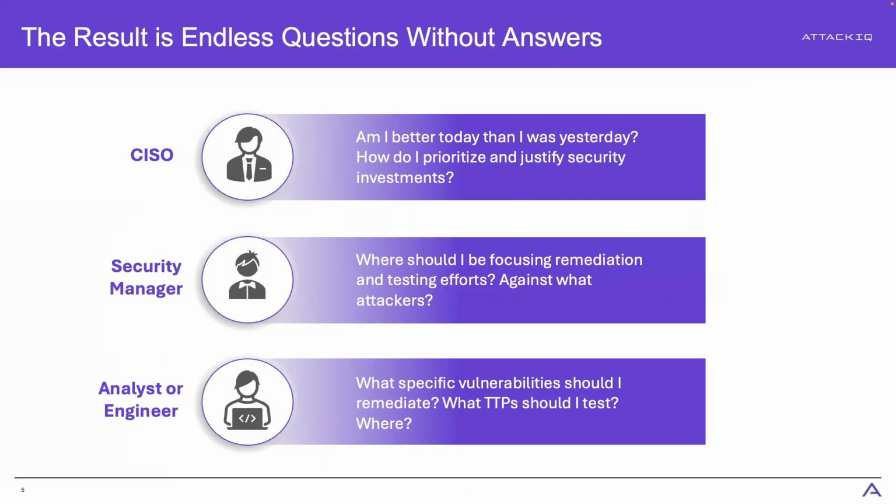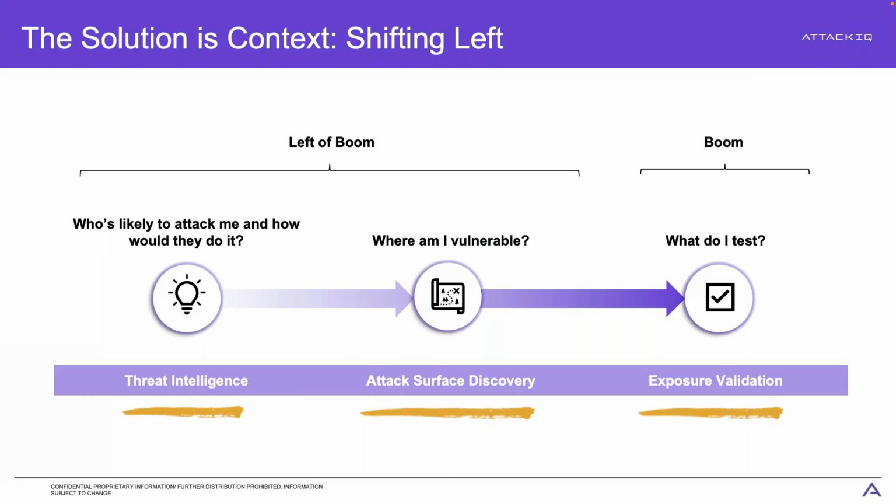And then we get down to the detailed analyst or the engineer. What specific vulnerabilities should I remediate? What TTPs, tactics, techniques, procedures, what things do I need to test, and where are they? All of these need to be fed by a system that is putting all of this information together. And what we need is that context, that shifting left, so to speak.